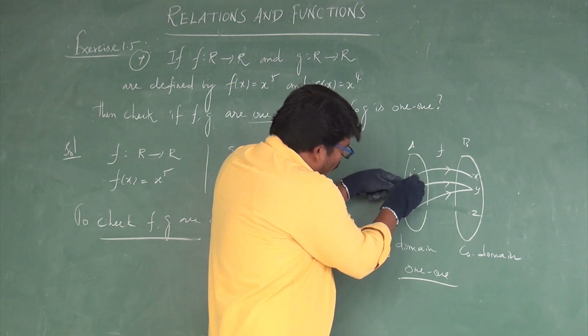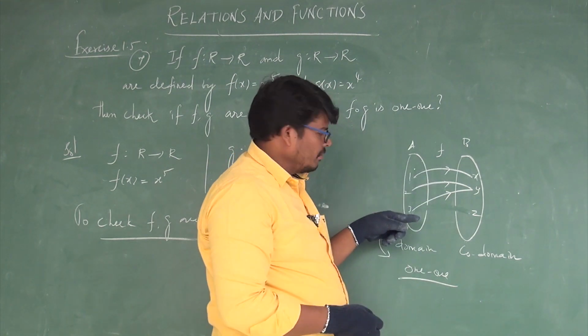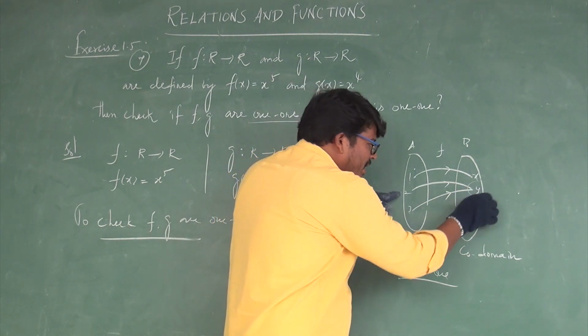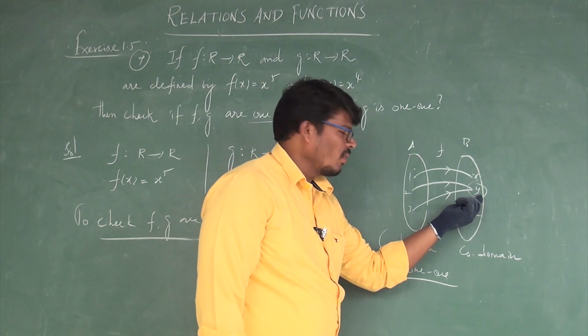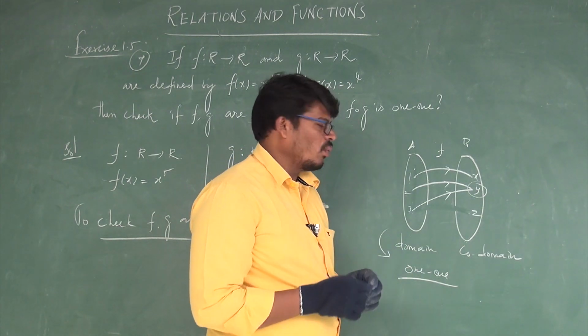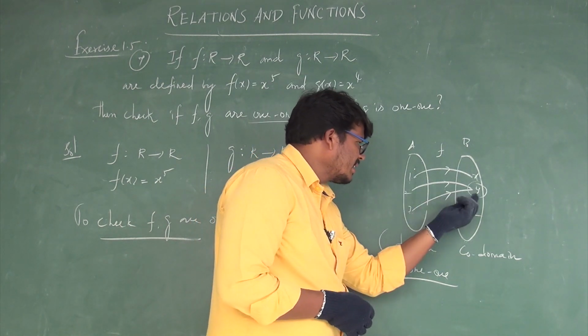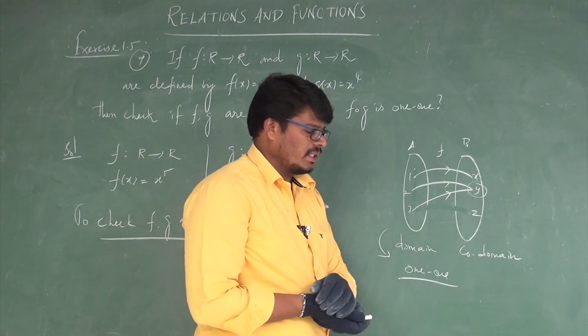Next, 1, 2, 3 are in the domain A. Elements 2 and 3 have the same image y. Therefore, this function is not a one-one function, since 2 and 3 have the same image.